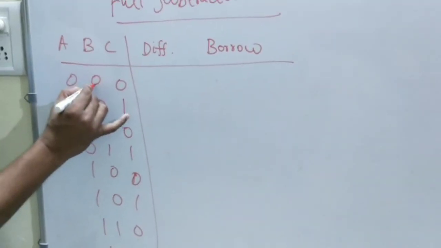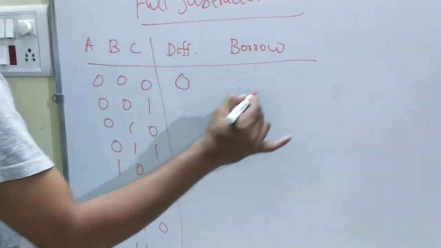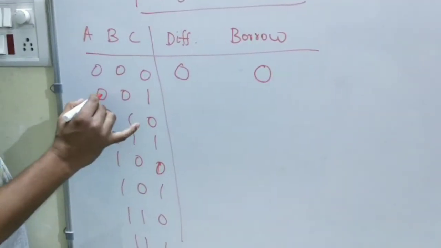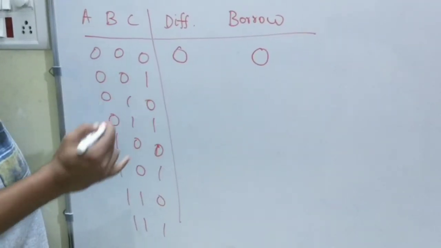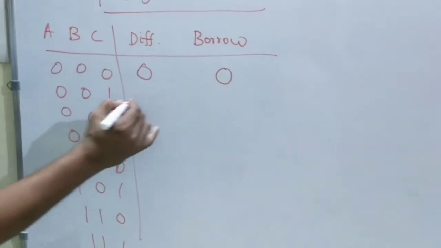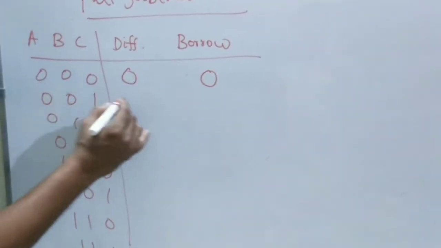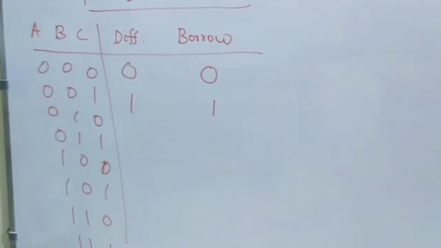So 0 minus 0 is 0. 0 minus 0 is 0. So difference is 0. Borrow is also 0. 0 minus 0 is 0. 0 minus 1 is, so we cannot subtract 1 from 0. So we need to borrow it. So difference is 1 as well as borrow is also 1.